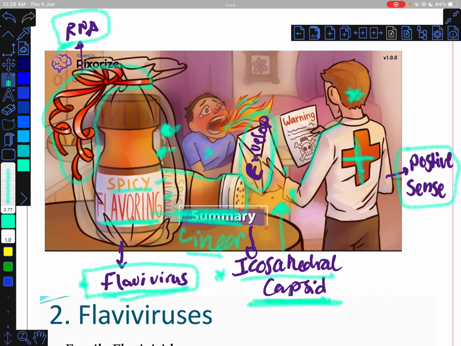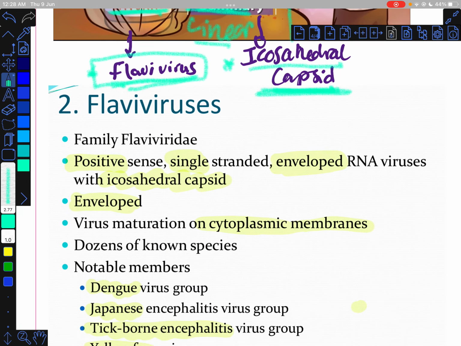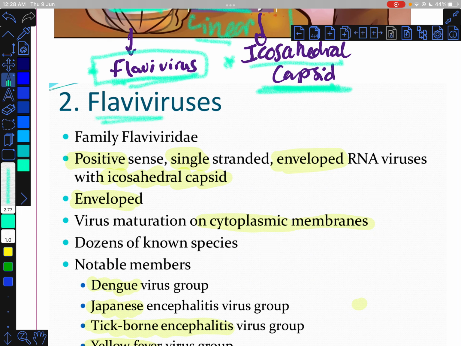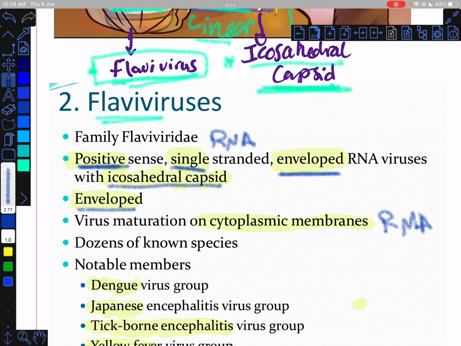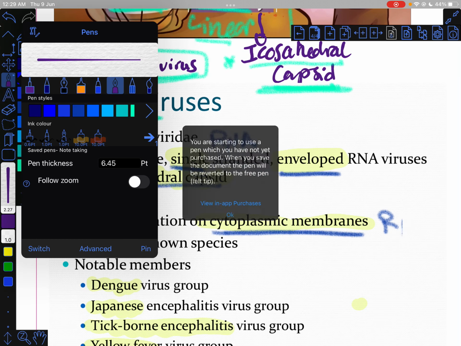Okay, that was the mnemonic. We will now review what we have seen. The Flavivirus is positive sense. The Flavivirus is single stranded, as we said. It is an enveloped RNA virus with an icosahedral capsid, as we said in the previous parts. And because it's an RNA virus, it replicates in the cytoplasm.